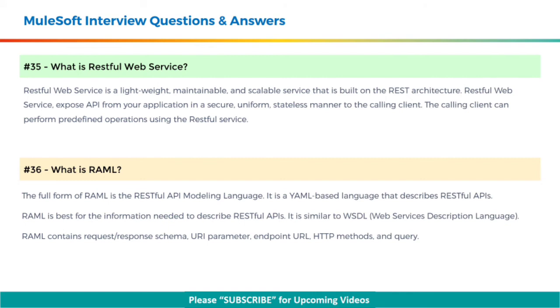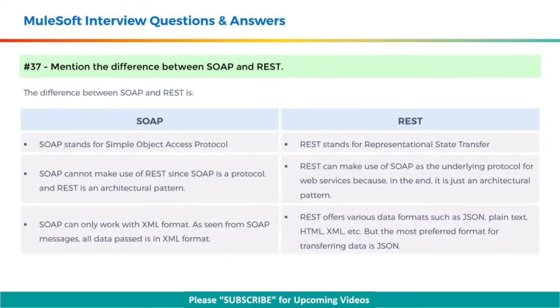RAML is best for the information needed to describe RESTful APIs. It is similar to Web Services Description Language. RAML contains request or response schema, URI parameter, endpoint URL, HTTP methods, and query. Next, what are the differences between SOAP and REST?